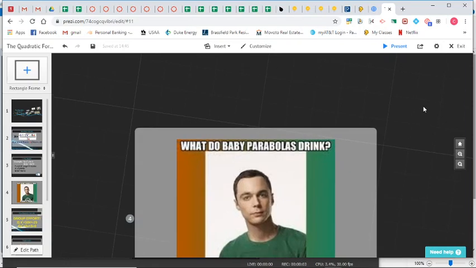Okay, we have two more examples. I'm going to show you how to find the zeros, roots, x-intercept solutions through solving using the quadratic formula.